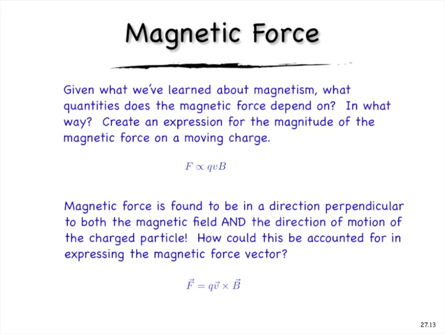But there's also something about the direction, right? This is just a magnitude. But force is a vector. It has a direction. And the direction of magnetic forces is really a little peculiar. So empirically, what's found is that the magnetic force is in a direction that's not in the direction of the magnetic field, but perpendicular to it. And not in the direction in which the particle is moving, but perpendicular to that as well. So how can we come up with a vector that's perpendicular to the direction of the field and perpendicular to the direction of the motion? Cross product.